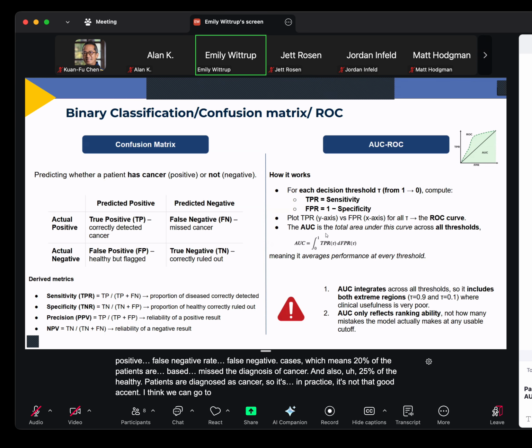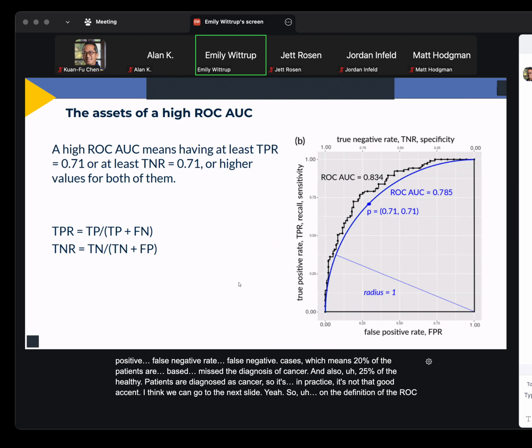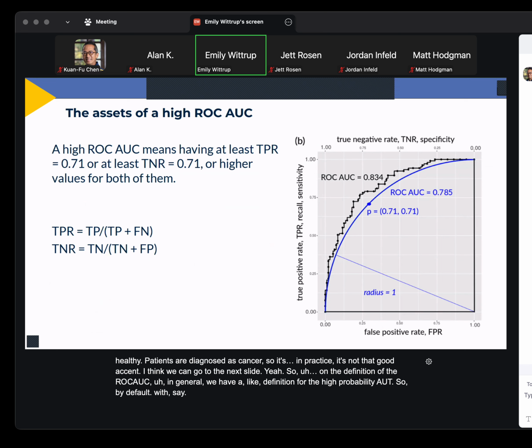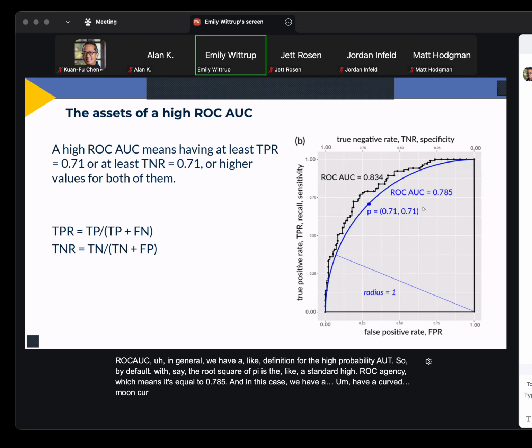Yeah. Right. So based on the definition of the ROC AUC, in general we have a definition for a high ROC AUC. By default, we say the square root of pi, divided by... is a standard high ROC AUC, which is equal to 0.785. And in this case, we have a curved blue line here that defines all the points that can be connected to achieve this ROC AUC.